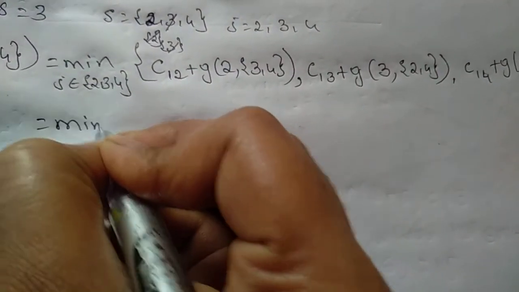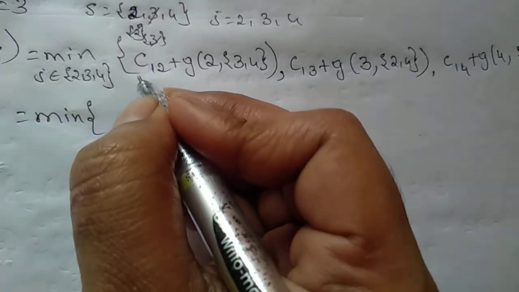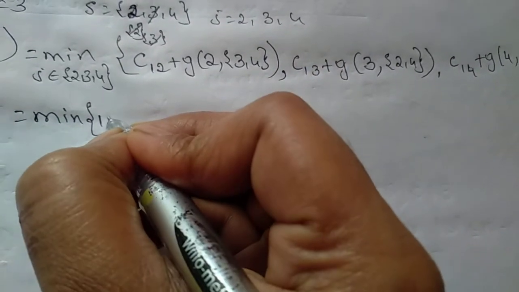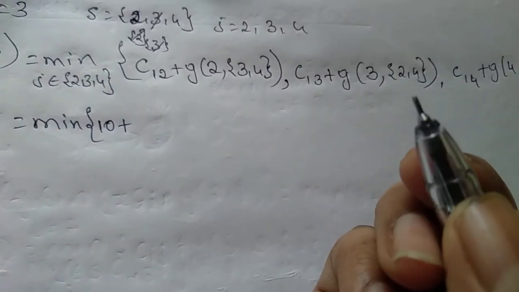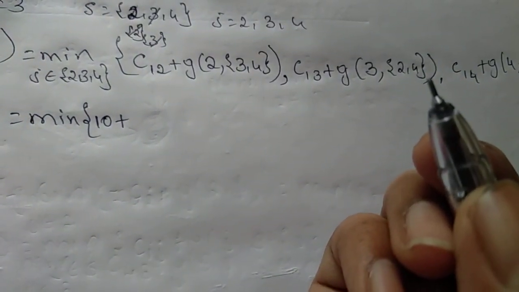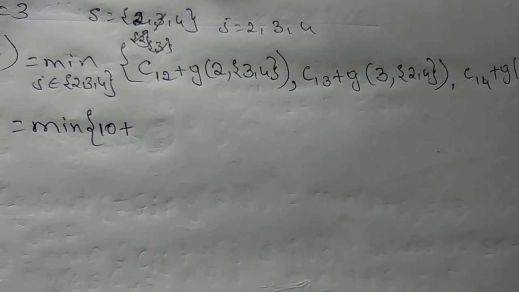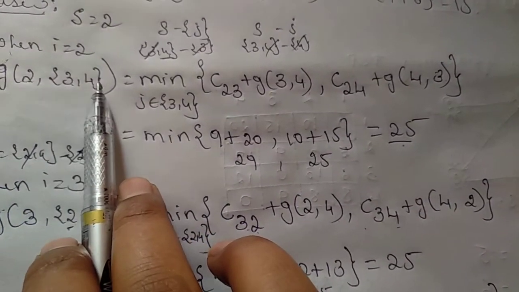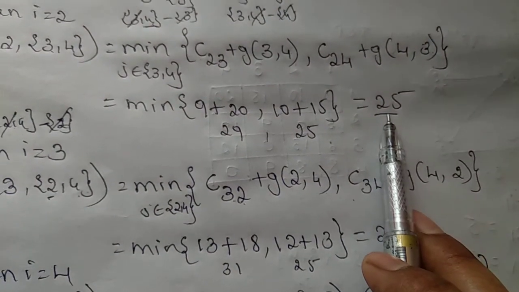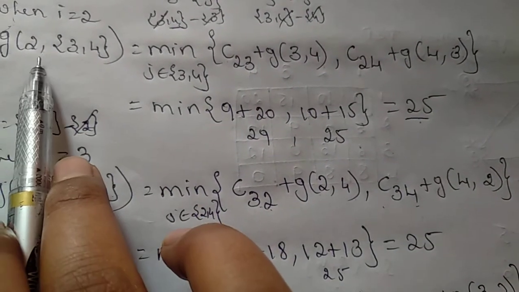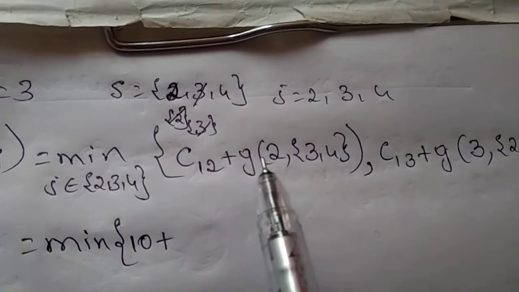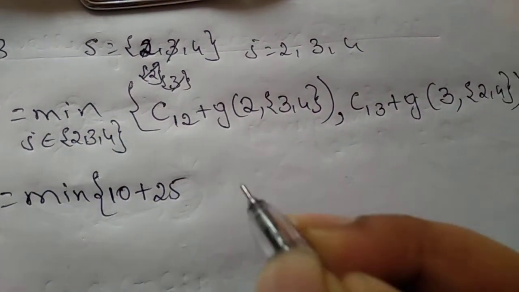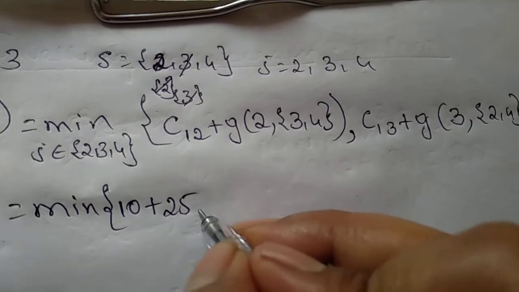So this is equal to min of C 1 to 2. From the adjacency matrix I'll get it as 10. Plus G of 2, 3, 4. See, we have calculated 2, 3, 4. Min I have calculated as 25. G of 2, 3, 4, min is 25. The value I have calculated is 25.